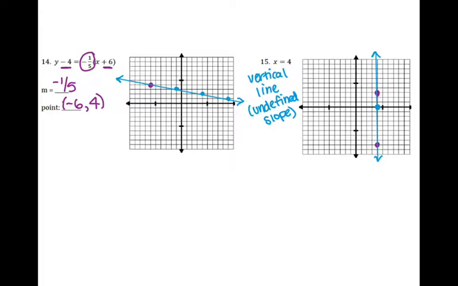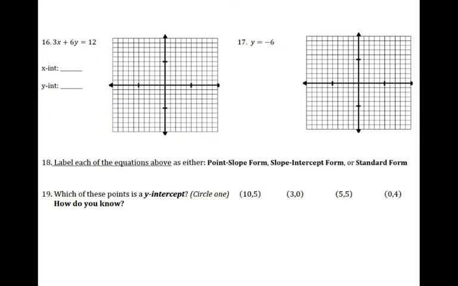Okay, so x equals a number. That is going to be a vertical line with an undefined slope.